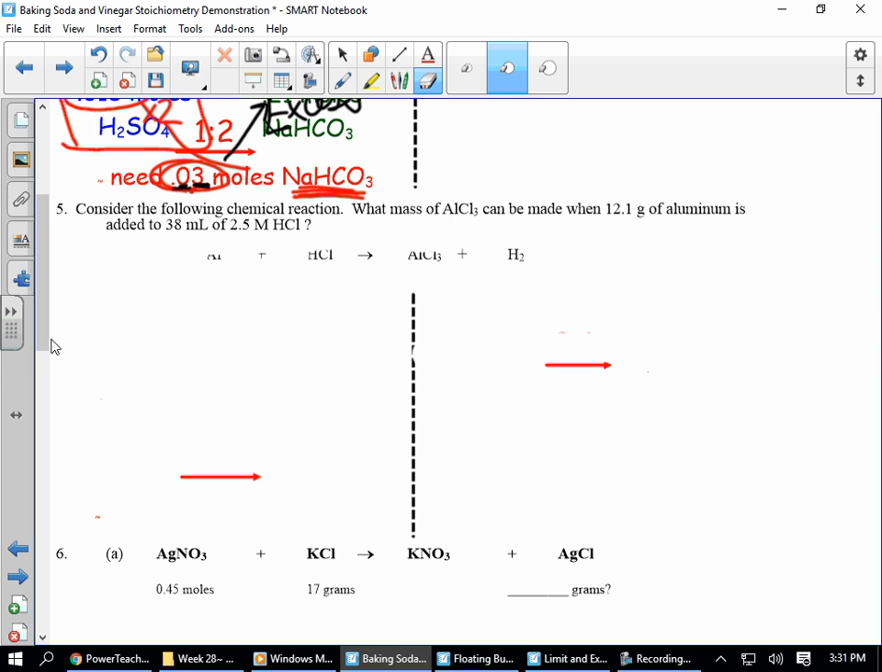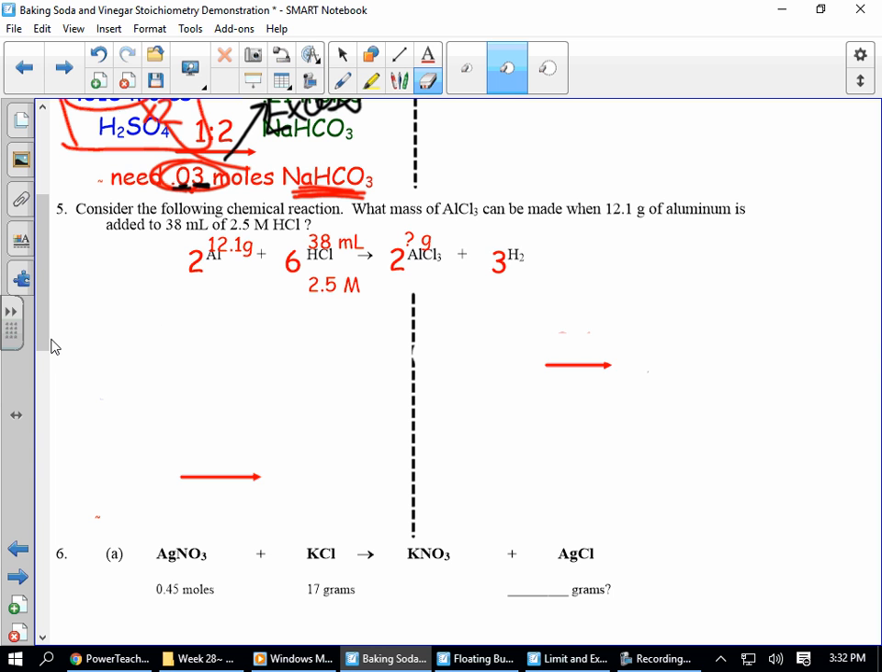All right, so again, check and see if it's balanced. It's not. This one was a little more tricky to balance. We got a 2, we got a 6, we got a 2, and we got a 3. The question says, consider the following chemical reaction. What mass of aluminum chloride can be made with 12.1 grams of aluminum? I'm going to react that with 38 milliliters of a 0.25 molar hydrochloric acid solution.